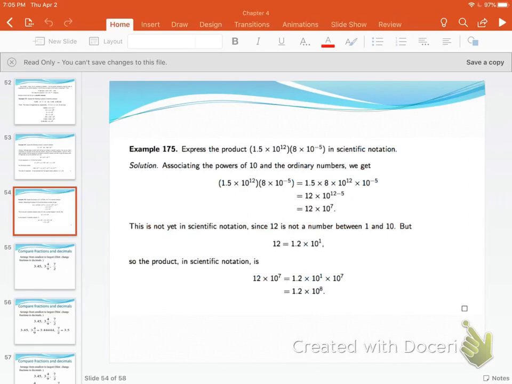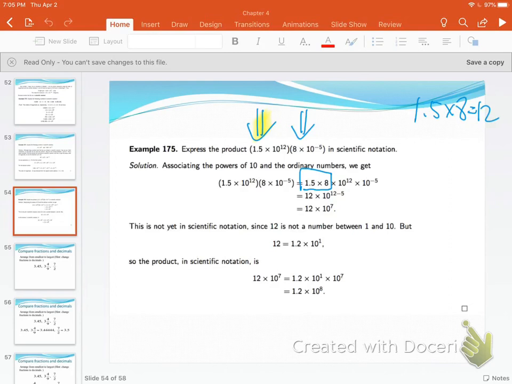For the last example, I'm going to explain multiplication of scientific notations. This is a scientific notation, and this is another scientific notation. So it's a multiplication of 2 scientific notations. First we put the 2 A's together. 1.5 times 8, we get 12. That's multiplication of decimal numbers.